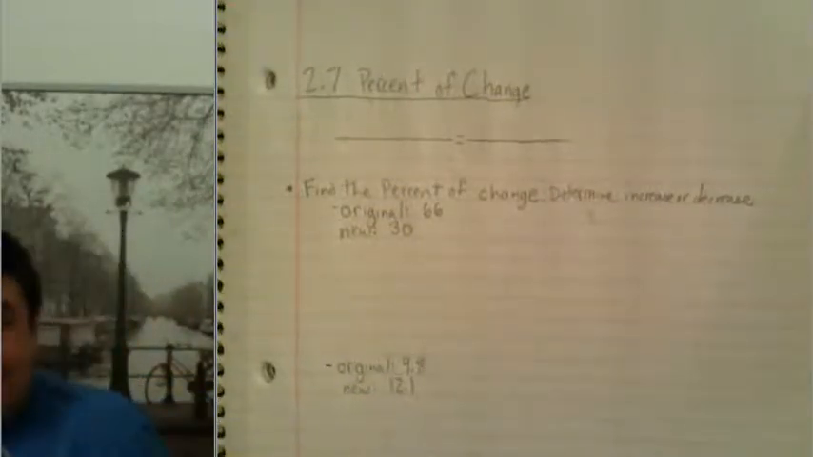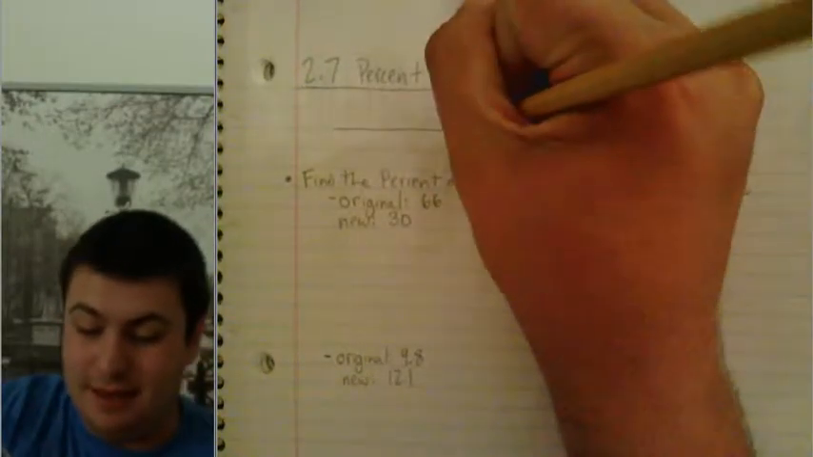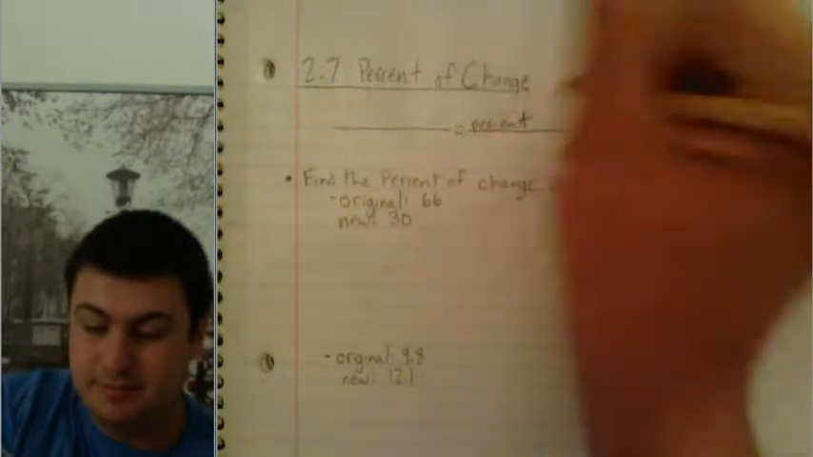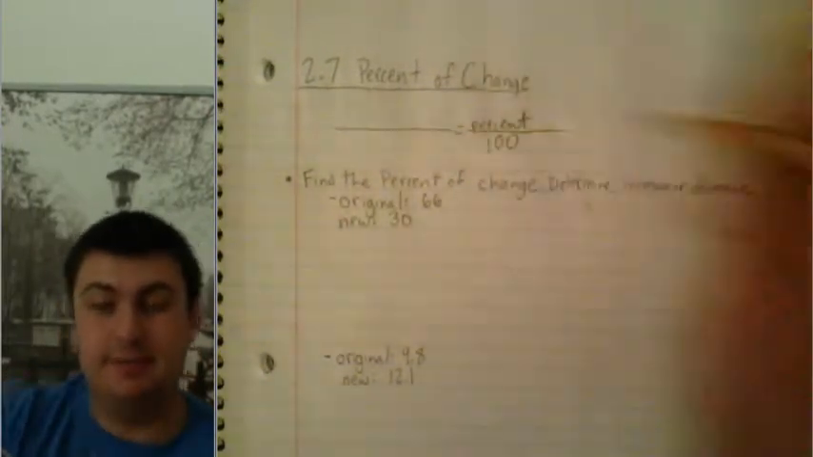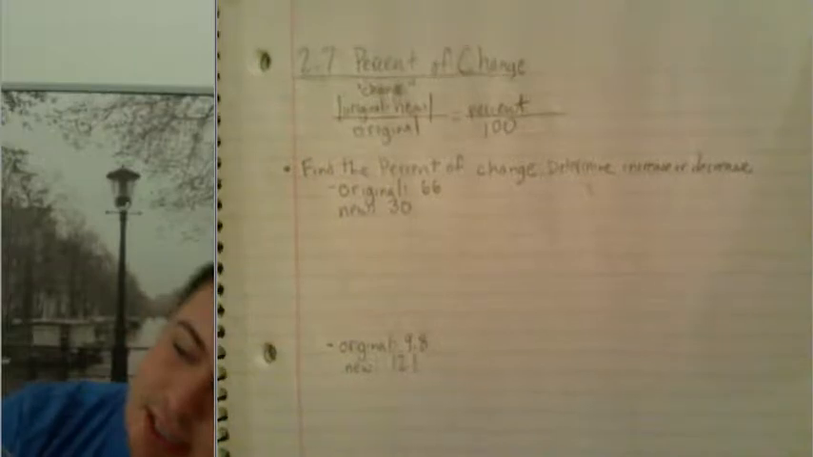When it comes to thinking about percent of change, we're going to set this up very similar to that percent proportion, and that we have our percent over our 100 still. Except over here on the bottom we have our original, and up here in the top we take the absolute value of the original minus the new. Or we can think of this as the change. We take the absolute value of the original minus the new, which is the change.